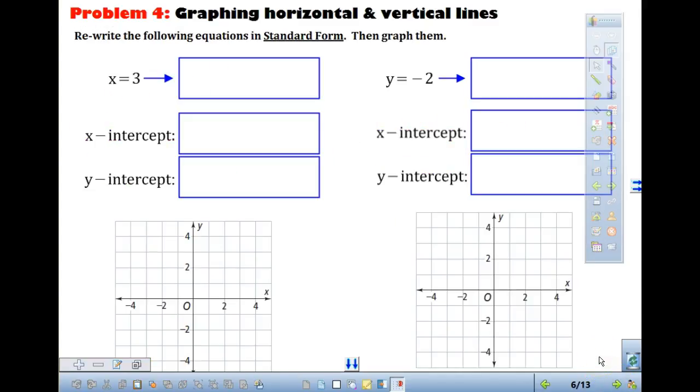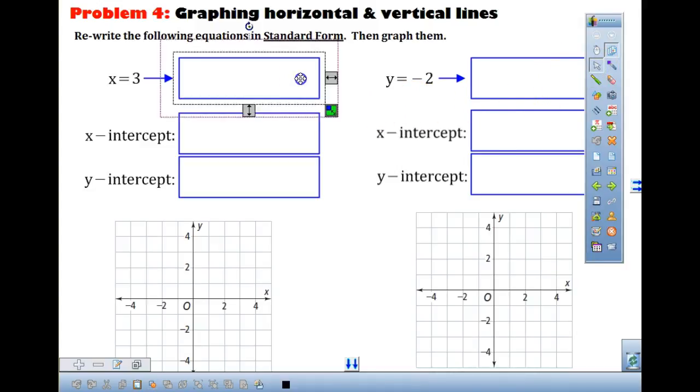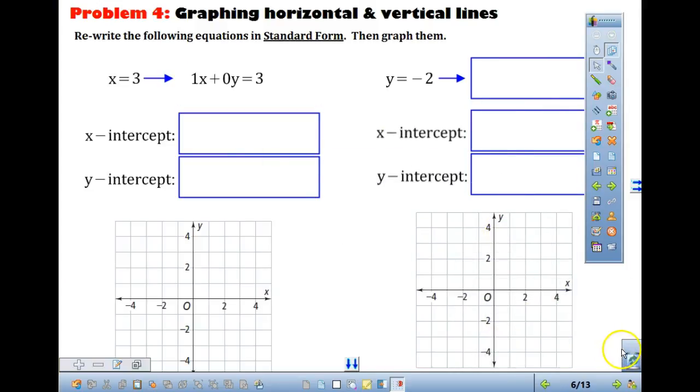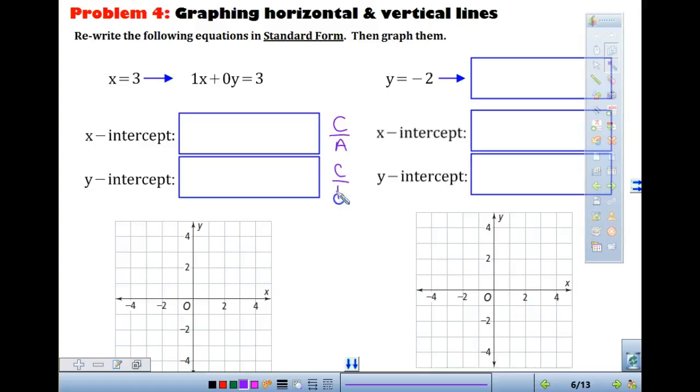Almost there. So, we're going to look at equations. Rewrite it in standard form. So when we are looking at these, x equals 3, if we're going to write it in standard form, what is it going to look like? X equals 3. That would mean, what's in front of x? 1x plus how many y's? 0y equals 3. We said earlier that the x-intercept is always what letter divided by? C divided by A. Y-intercept is going to be C divided by B.